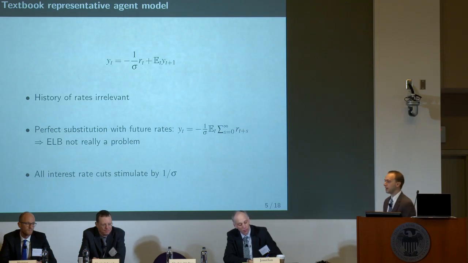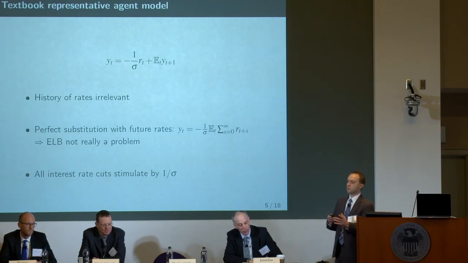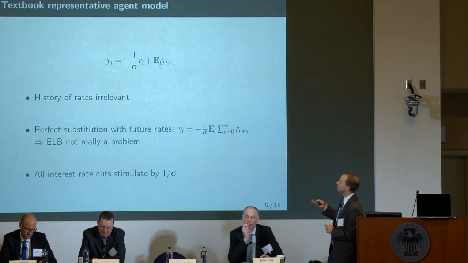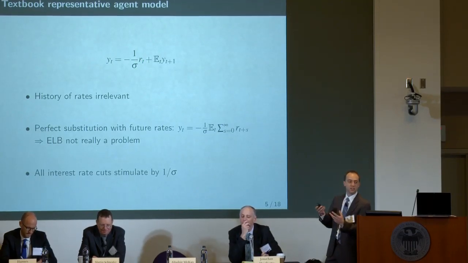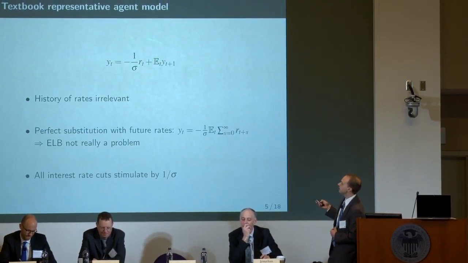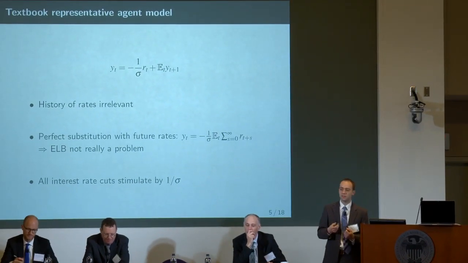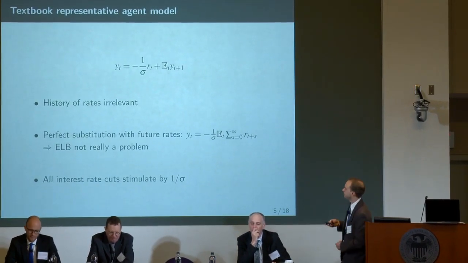Okay, so let me provide a little bit of context for this discussion by showing you the most basic textbook model of consumption and monetary economics. So here we have the output gap, the interest rate as a deviation from its normal level, and the expected future output gap. And here sigma is a parameter that controls the sensitivity of the economy to interest rates.